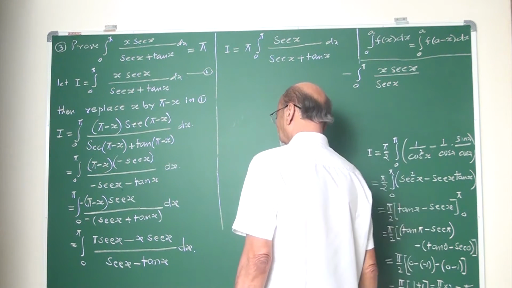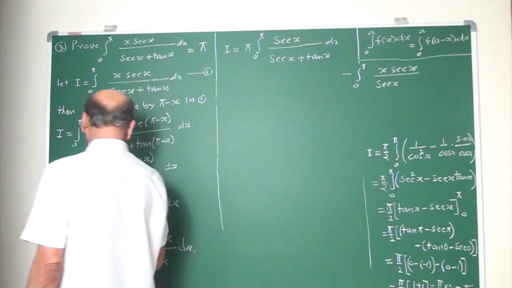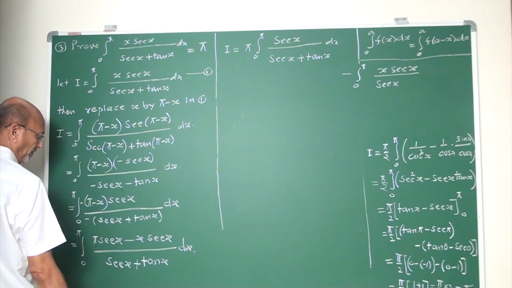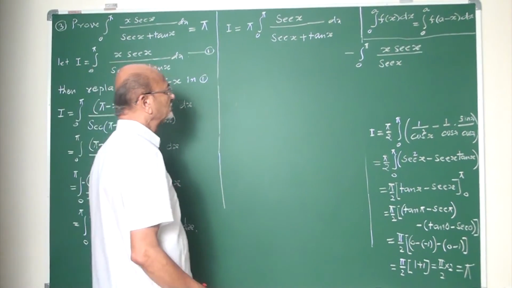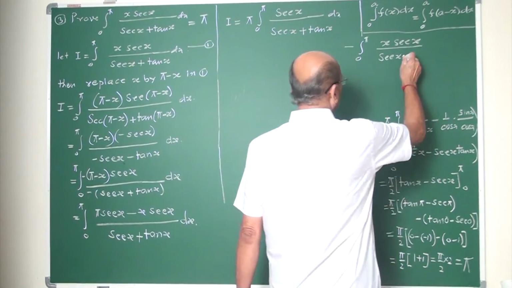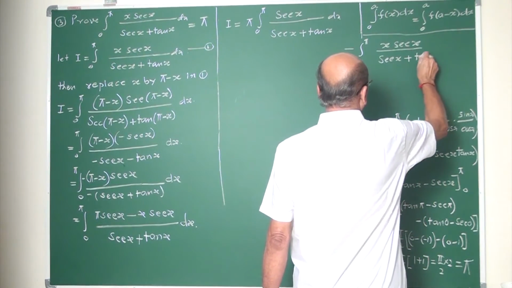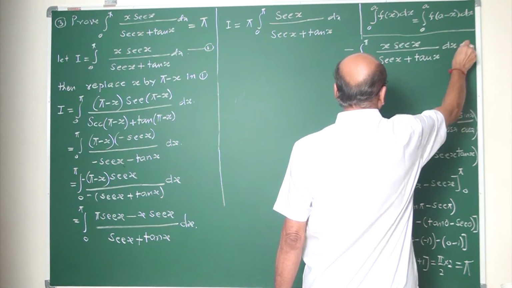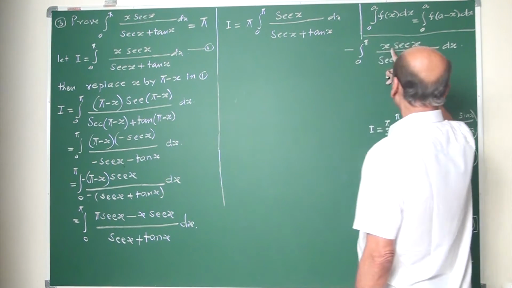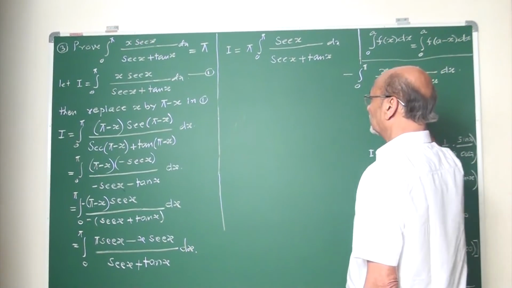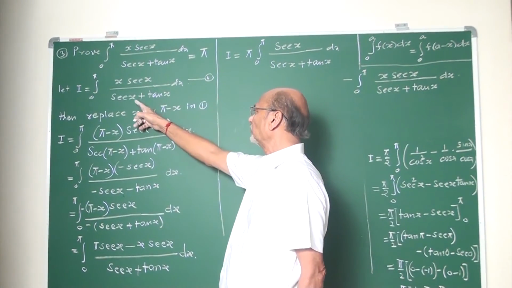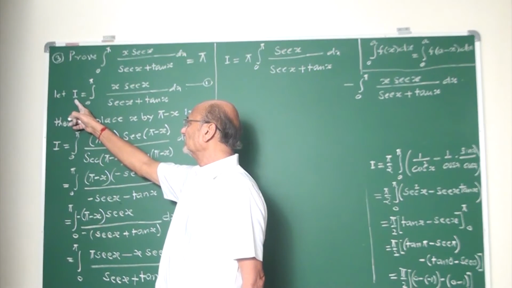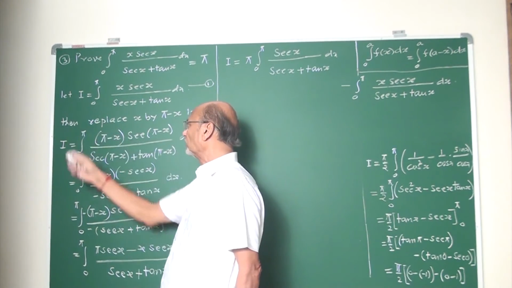Here if you take minus outside it becomes plus. This is plus sec x plus tan x dx, my friends. This minus x sec x upon sec x plus tan x, sec x upon sec x plus tan x, is nothing but I. You can put that integral equal to I.